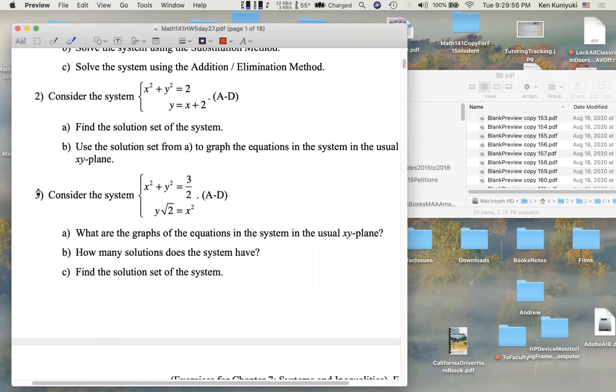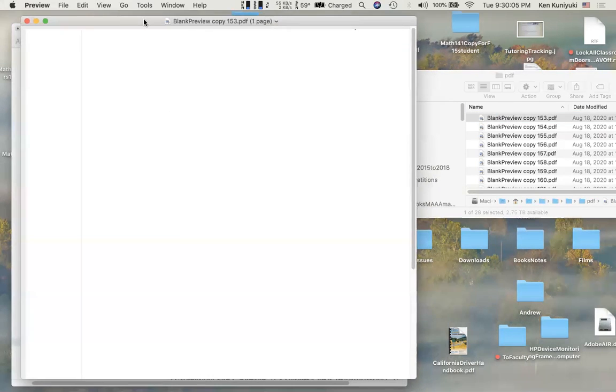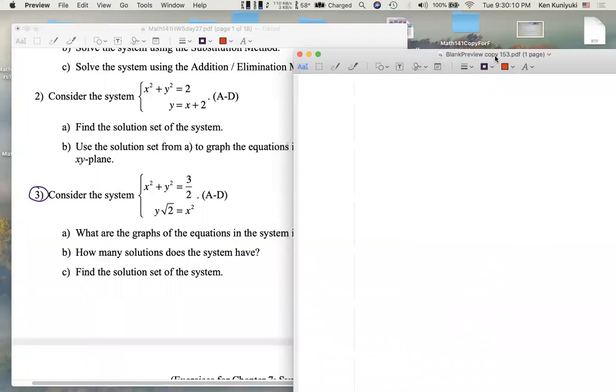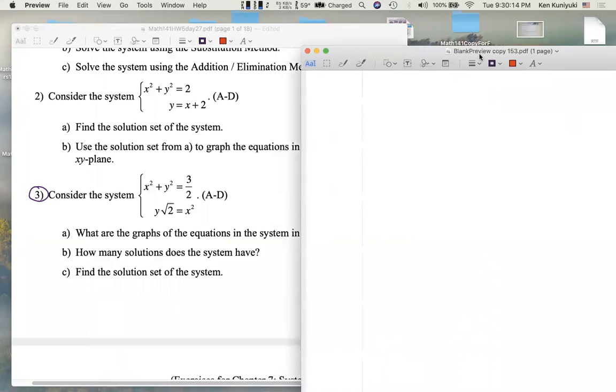All right, so looking at number 3 over here. I'm doing some purple. First of all, what are the graphs of the equations in the system in the usual XY plane?